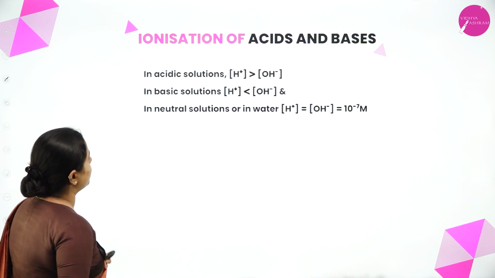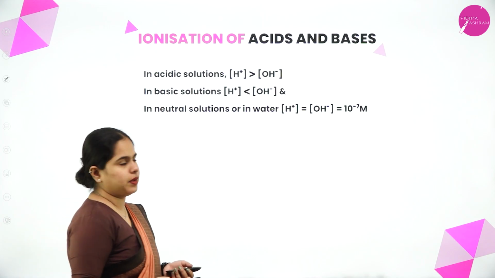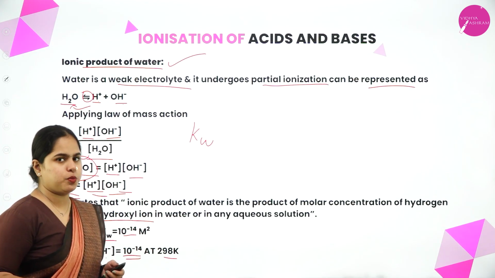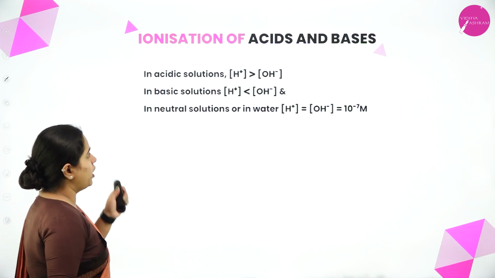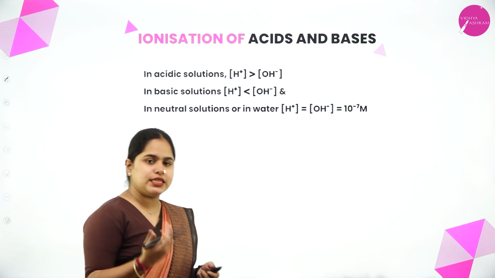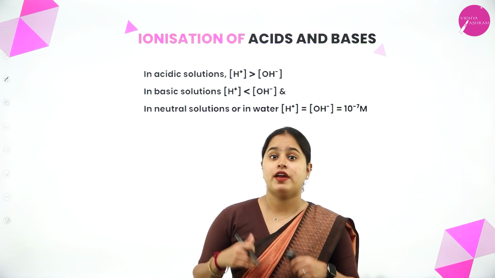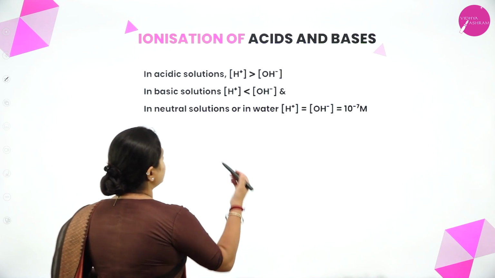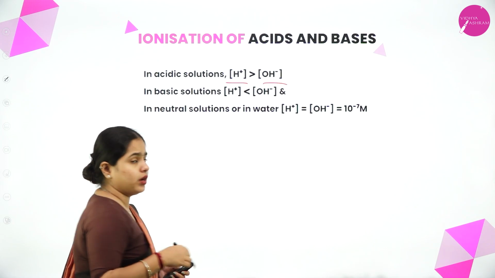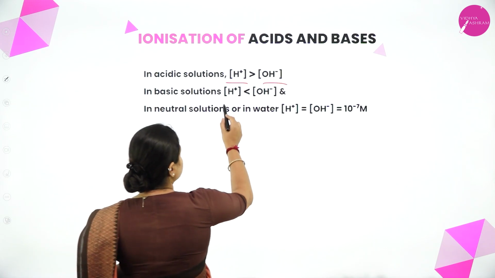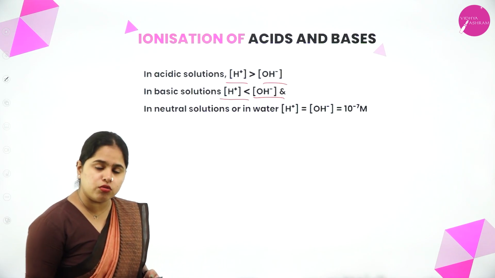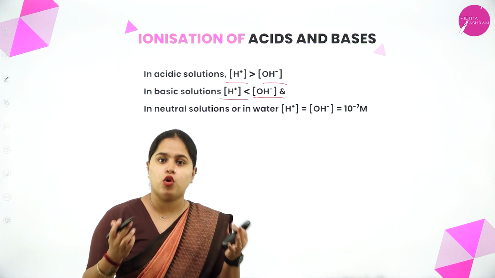Now moving on to the next one, that is ionization of acids and bases. Now from this equation itself, Kw is equal to H plus into OH minus ion, molar concentration of H plus and OH minus ion. In acidic solution, what happens? Acidic solution means, of course, the concentration of H plus ions will be more, right? So in acidic solution, molar concentration of H plus ion will be more than OH minus ion. And in basic solution, molar concentration of OH minus ions will be greater than H plus. So what will happen in neutral solutions? The molar concentration of both will be equal, right?